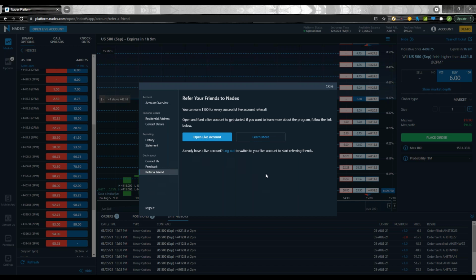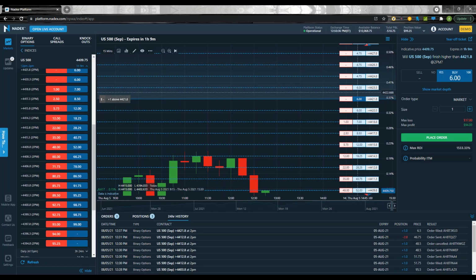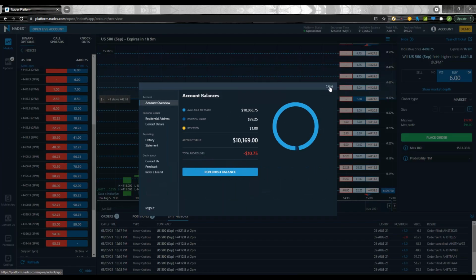On the refer a friend program, it's definitely not my strongest forte, but it is a nice program. So definitely hit that learn more if you do want to participate in it. But again, you do have to have a live account. And on the live account, it'll actually have a little link for you down here that you can send out to other people to help refer them.